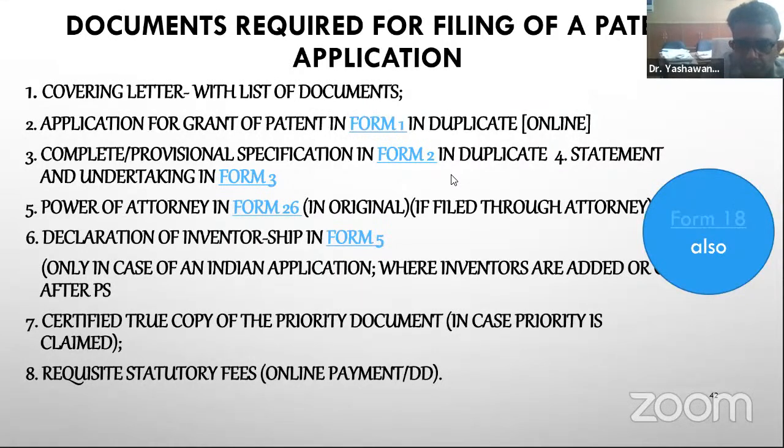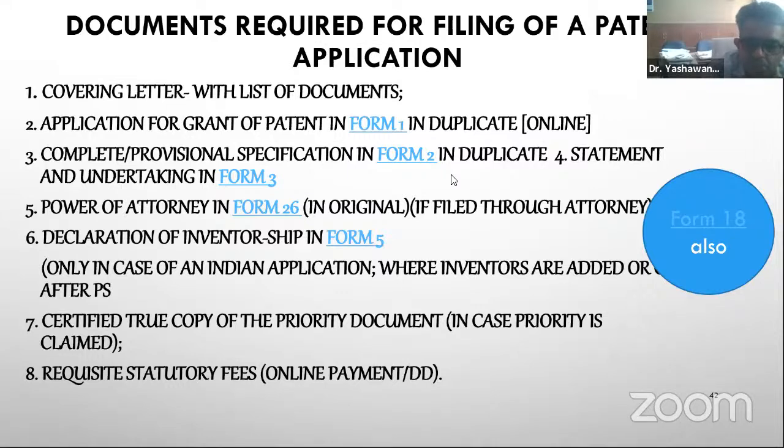You give a title. The title has to be not more than about 15 words or so, and that should be appropriately indicative of your invention. Then the inventor's name, address, applicant name, address, etc., are to be filled into Form 1. Form 1 is an application form for getting patents. The second important form is Form 2, which is where, if you have completed your invention, you file that form as a complete specification.